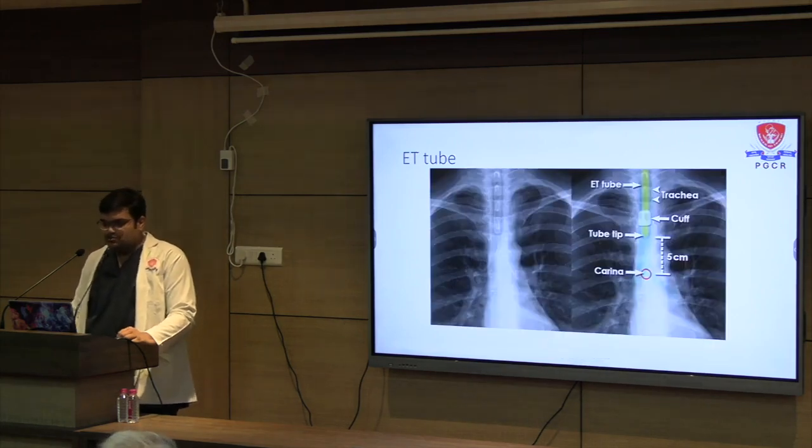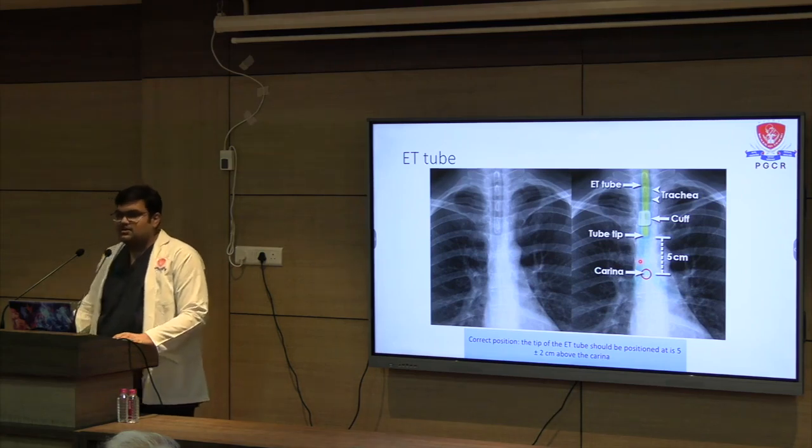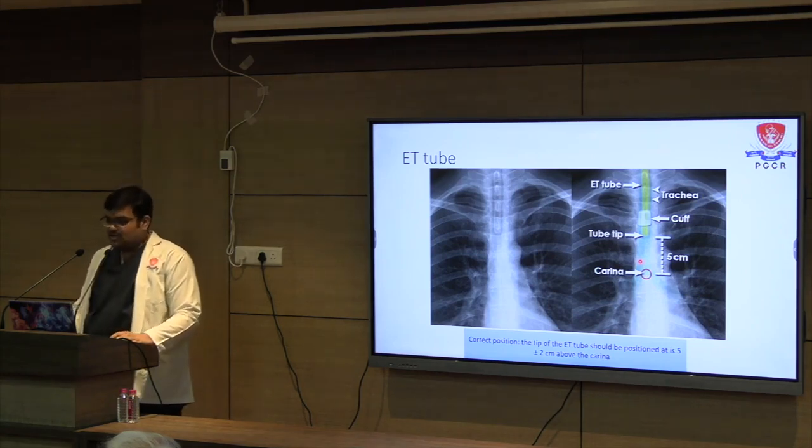Moving on to the endotracheal tube. The correct position of the endotracheal tube is the tip approximately 5 centimeters plus or minus 2 centimeters above the carina. This is for adults. In children, the trachea is shorter and the optimum position of the tip for the endotracheal tube is 1.5 centimeters above the level of the carina. Most ET tubes have an inflatable cuff which forms a seal against the trachea. This is typically not visualized on a radiograph.